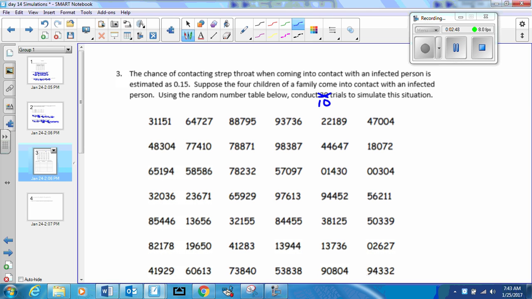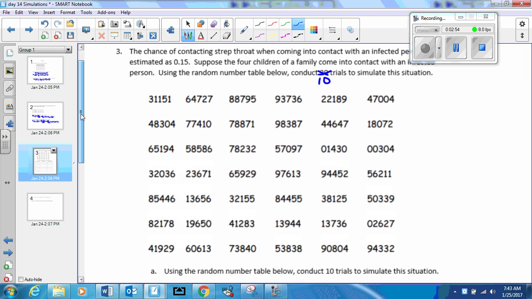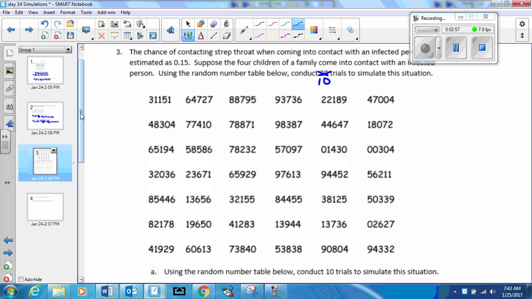Okay, so because it's 15%, I would look at groups of 2 digits, and the digits would have to be 14 or lower, because remember I can include the digits 00. So when I look at my digits, I'm looking at groups of 4 children, so that means I have to look at groups of 4 pairs of digits. So from my first row of my table, the random digits I'm going to use are 31, 15, 16, and 47. That's one set of family.